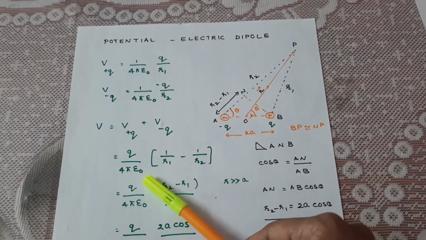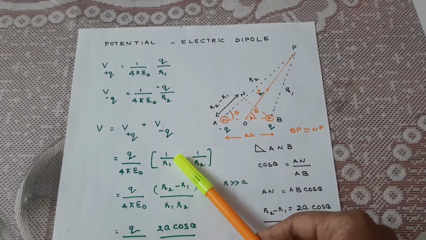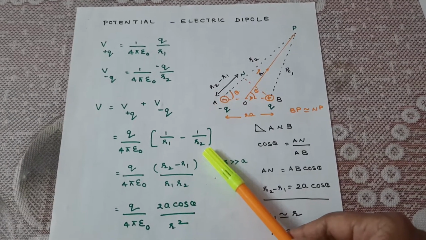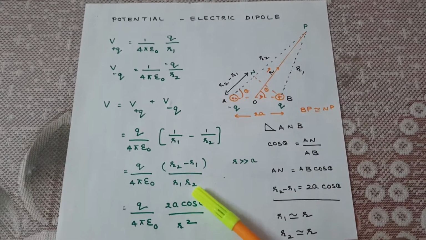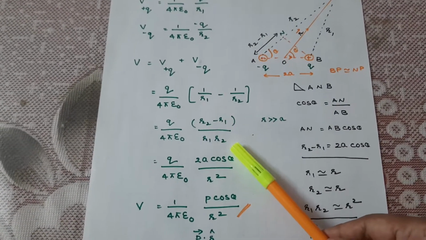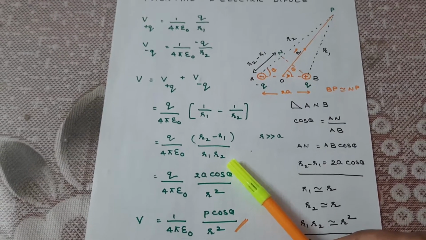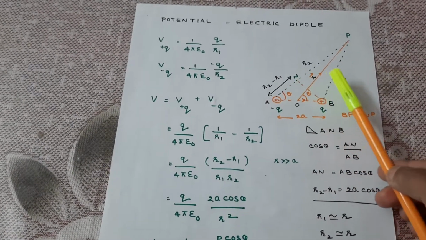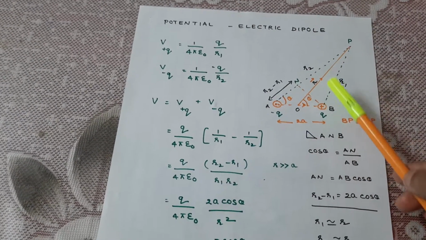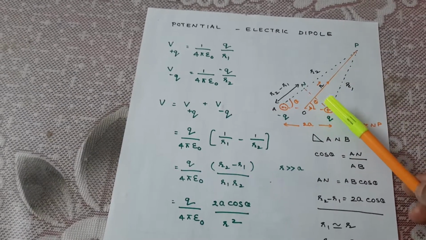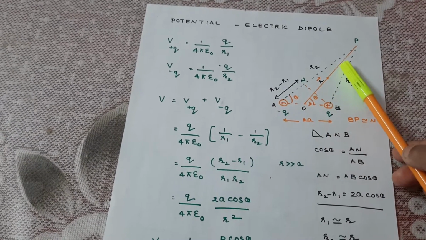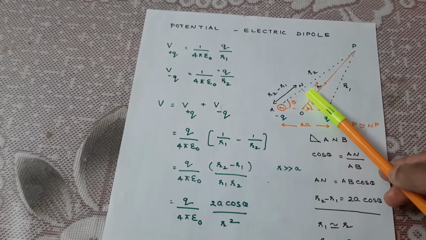q by 4 pi epsilon 0 is common into 1 by r1 minus 1 by r2. r1 r2 is the LCM. So r2 minus r1 by r1 r2. To find r2 minus r1, that is AP minus BP, let us draw a normal from B to the line AP. BN is the normal.